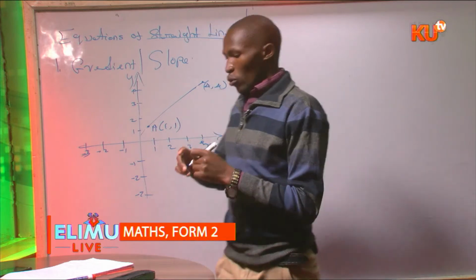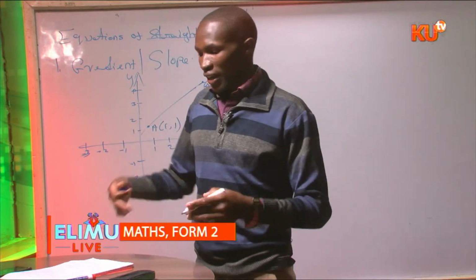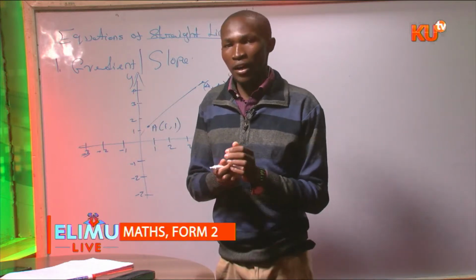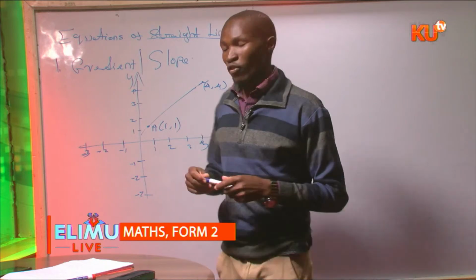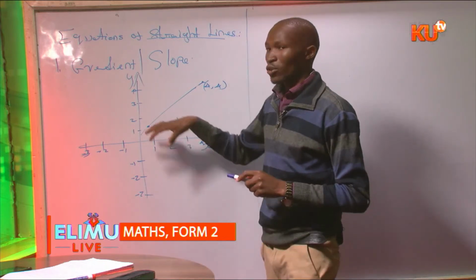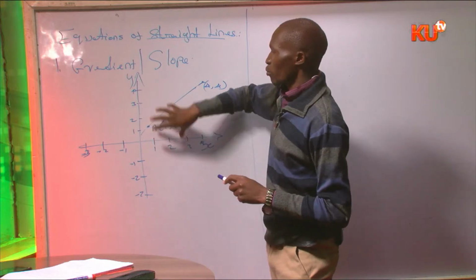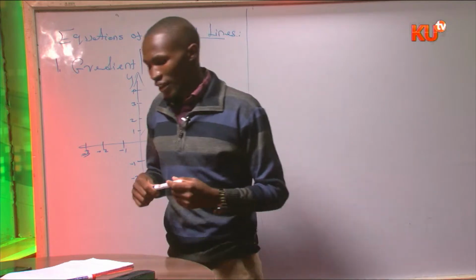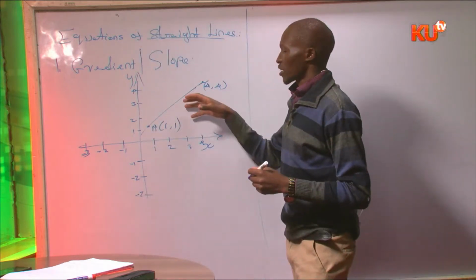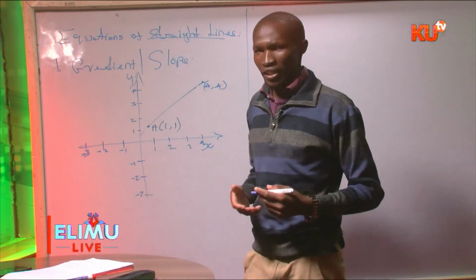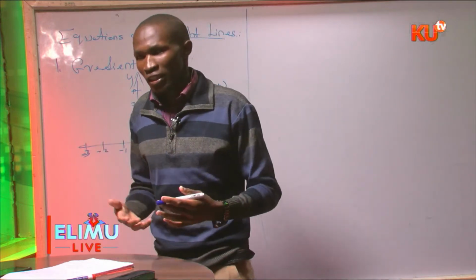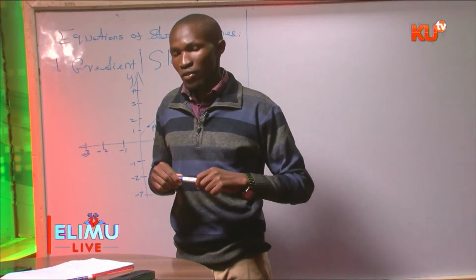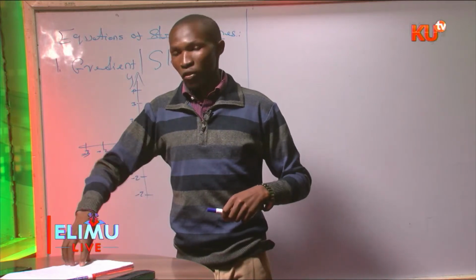So always remember, when you see a statement about a straight line where you have been given coordinates, remember that these coordinates are derived from these y and x axes. Therefore, what is gradient? Gradient is the steepness of a slope. How do you find gradient? When you know how to find gradient, it will be very easy for you to work on this topic.